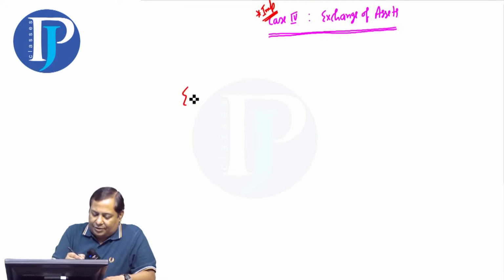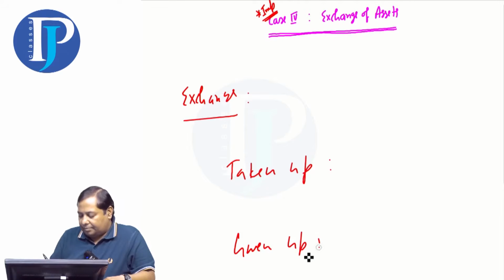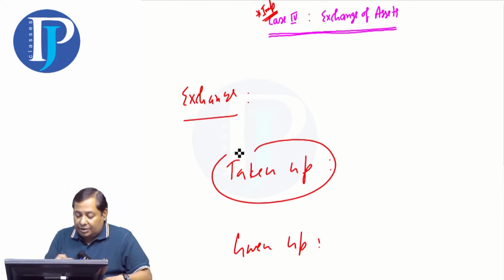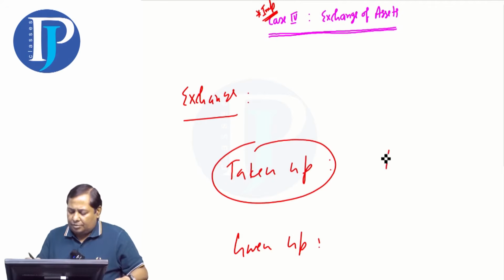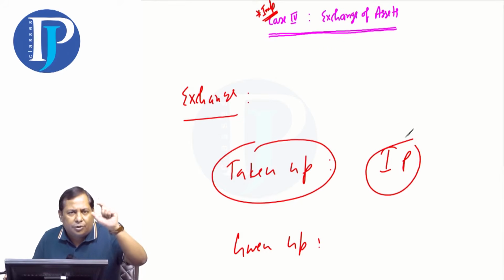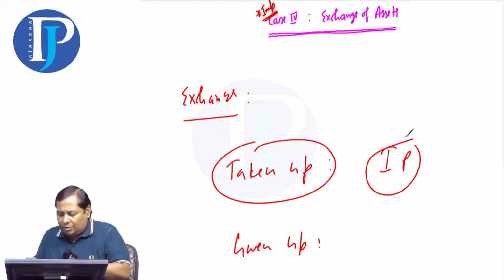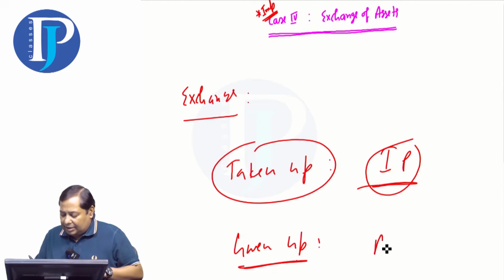Students are wondering what is the meaning of exchange of assets. Exchange simply means taken up, given up. The term taken up refers to what we have bought. What have we received? This is very basic, I feel. We are studying Ind AS 40 and the title of Ind AS 40 is investment property. So we have purchased this property. And what does given up mean? What did we give in exchange for this? In exchange, we have given our own assets, okay?